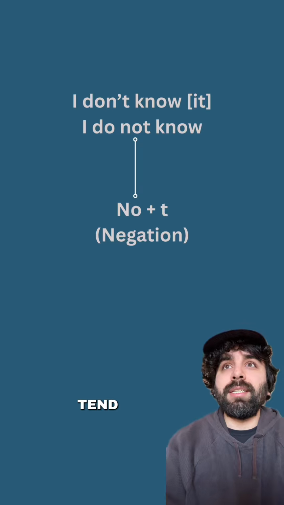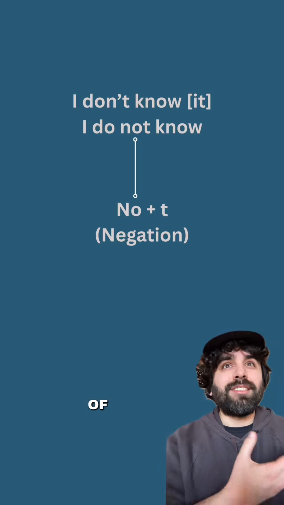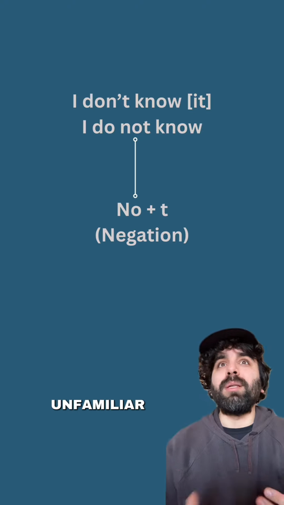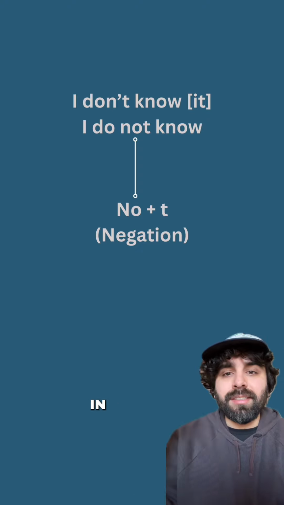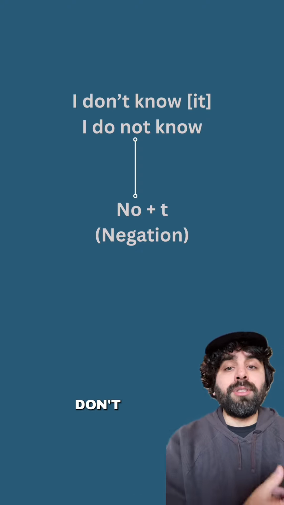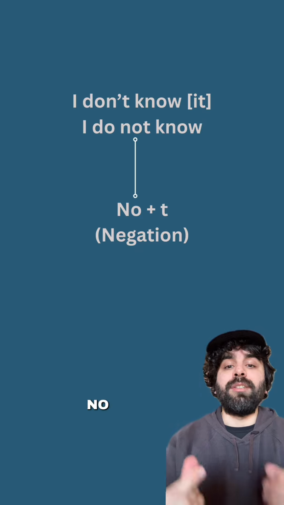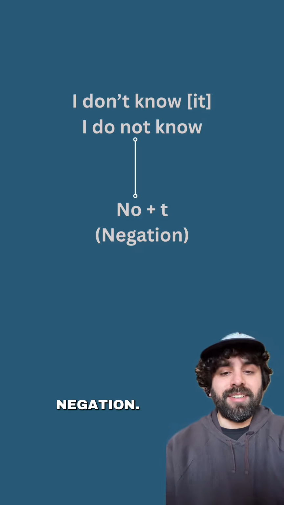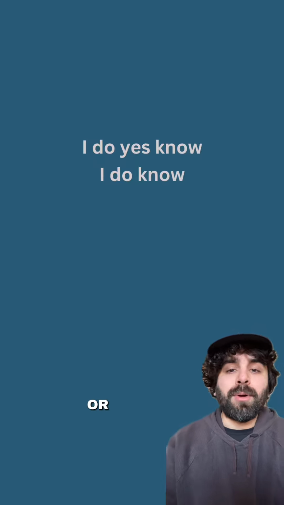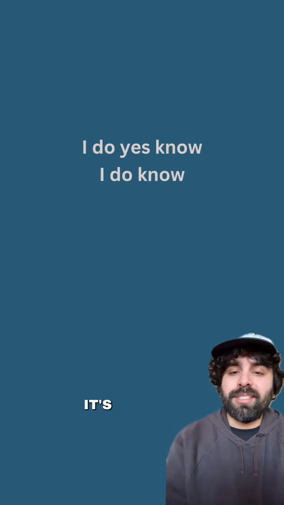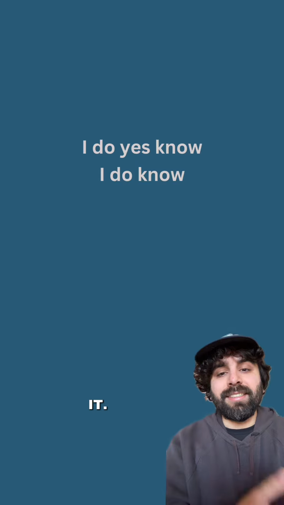You know, sometimes people tend to look at indigenous languages as strange or very foreign because they're so unfamiliar with the principles of language, myself included, right? But you could also appreciate this in the English language. To say I don't know is I do not know, which is no plus t, a negation. Now, without the negation, you would think logically it must be I do yes know or something, right? But it's just I do know. There's an implicit it, I do know it.